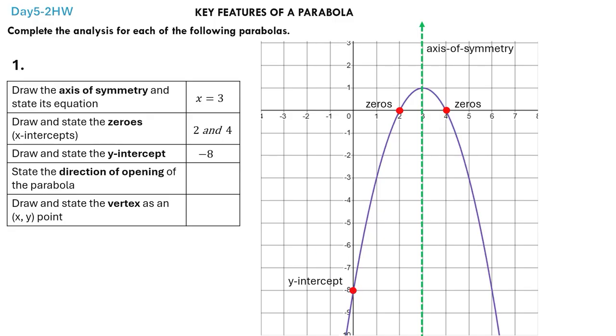The direction of the opening of the parabola, well, it opens downwards. And the vertex, the coordinate of the vertex, is right here. And that falls at the coordinates of 3 and 1.